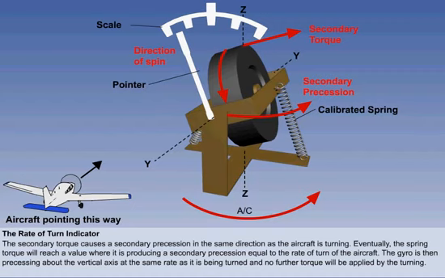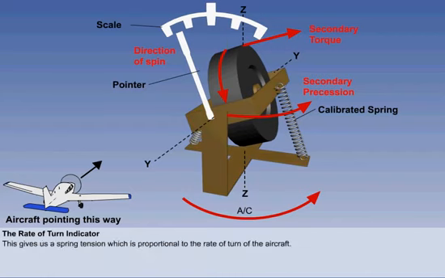When this state is reached, the gyro will be precessing about the vertical axis at the same rate as it is being turned, because it is attached to the aircraft and frame, and no further torque will be applied by the turning. This gives us a spring tension which is proportional to the rate of turn of the aircraft. By a suitable design choice of spring tension, the angle of tilt can therefore be calibrated to indicate a rate of turn at a specific TAS, and a pointer linked to the gimbal can be used to indicate the amount of tilt on a graduated scale on the face of the instrument.